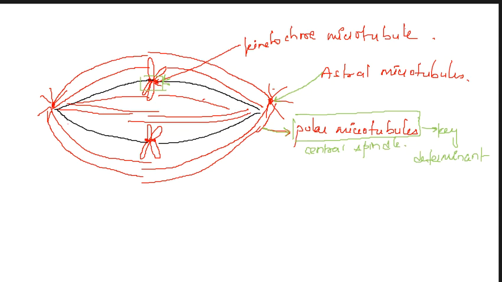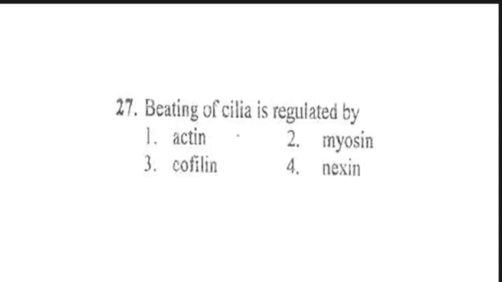Moving to the next question. Beating of cilia is regulated by. So let's first understand about the cilia. Eukaryotic cilia show a 9 plus 2 arrangement, right? We all know eukaryotic cilia have 9 plus 2 organization and are composed of 9 outer units and 2 central units. Okay, and the 9 outer units are each composed of one complete unit called A and one incomplete unit called B tube. Okay, so I will explain it here.